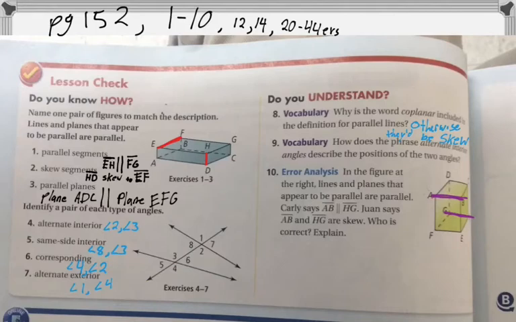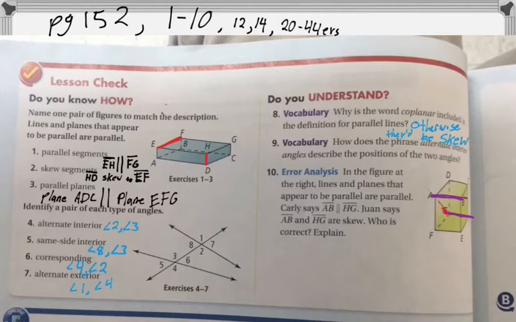Are they parallel? They look parallel, don't they? Yeah. Well, then why would Juan say they're skew? He's just wrong. Here's the trick, guys. They don't look to be in the same plane. The word parallel includes the word coplanar. They have to be two coplanar lines. They don't seem to be in that same plane, right?